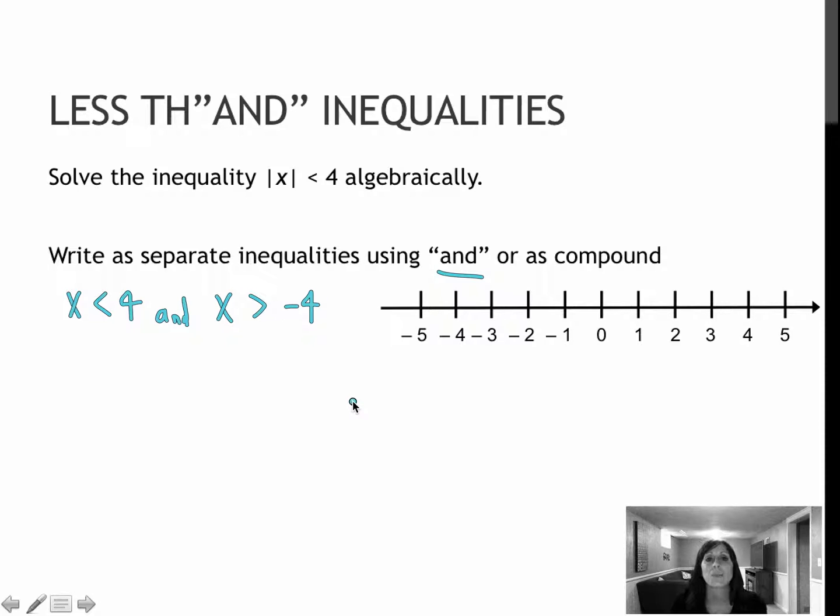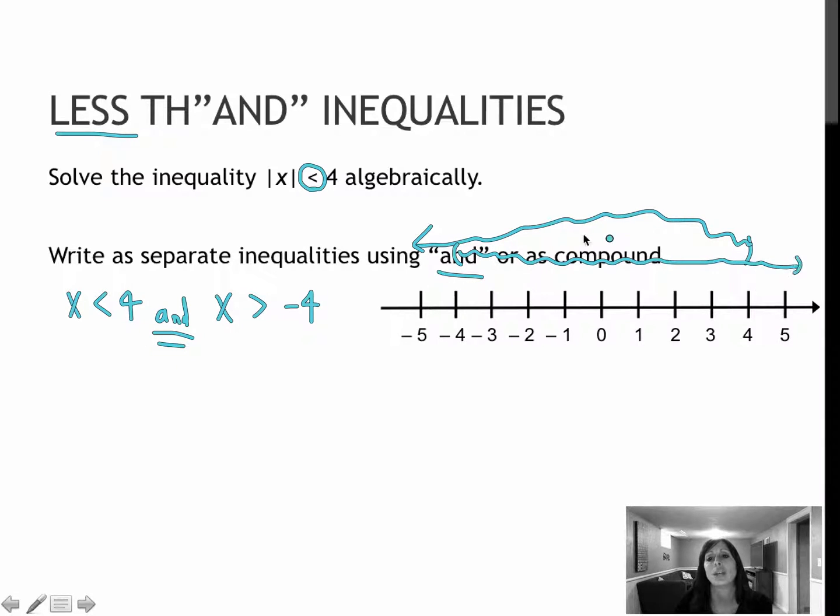Now what an "and" means, and this is specific to anything that starts out as a less than. So here's my less than sign right here. In a less than, we're saying it has to be both a number that is less than 4 and a number that is greater than -4. Because if I graphed x is less than 4, that would look like this and be shaded in this direction. And this one would look like this and be shaded in this direction.